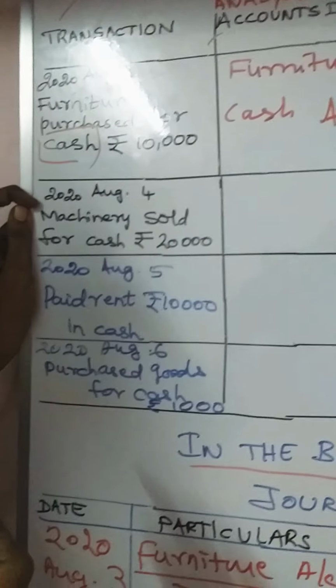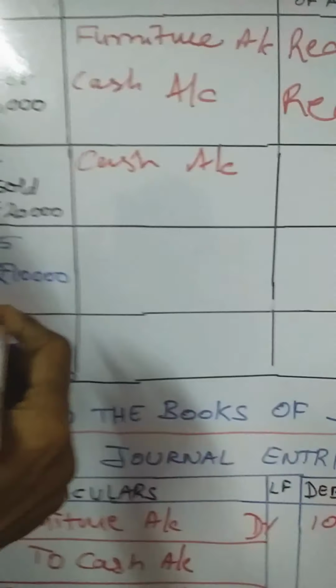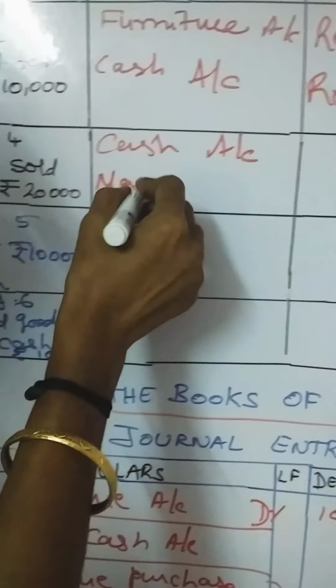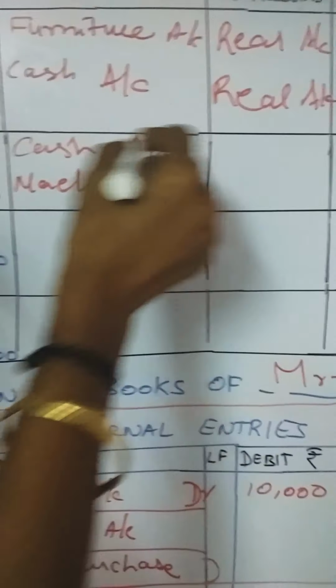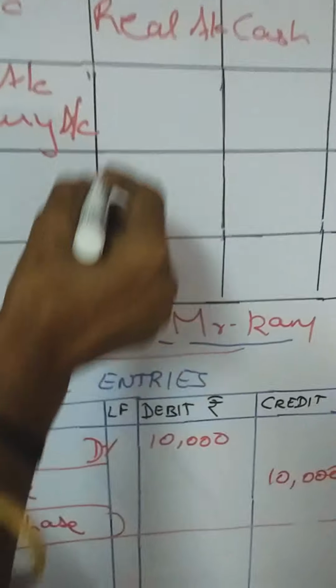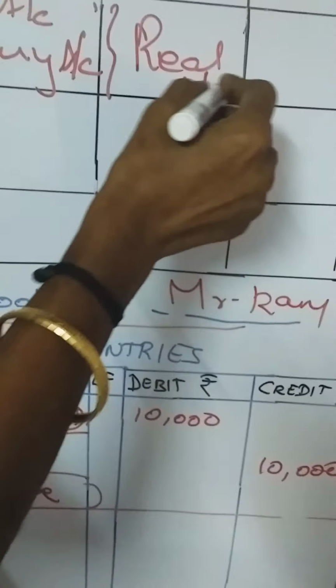2020 August 4th, machinery sold for cash. If you sell the machinery, what comes in? Cash comes in. And what goes out? Machinery goes out. You see that cash and machinery both are assets, so both are real accounts.